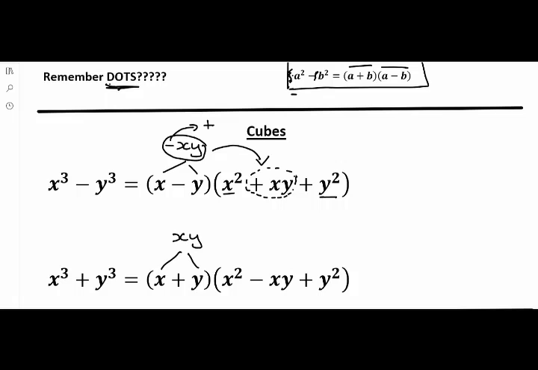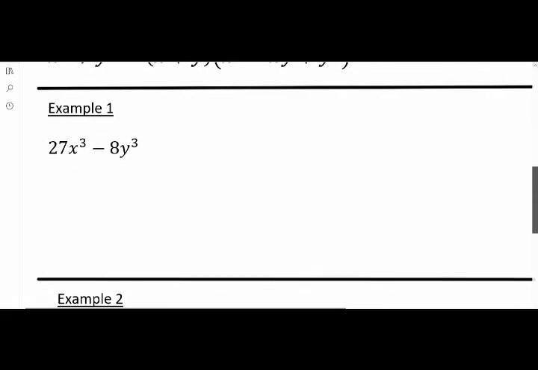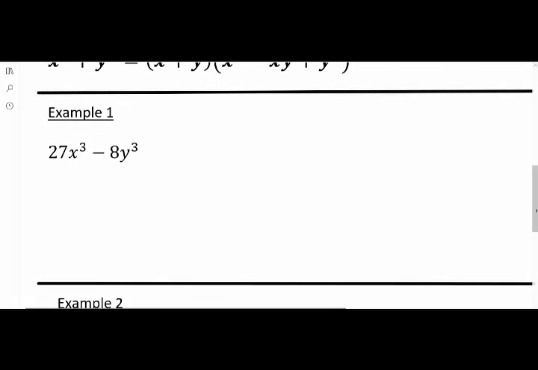Remember, if there's no symbol, we assume that it's positive in maths. And when I translocate it to this position, I invert this operation. So plus becomes negative, negative becomes plus. That is the only difference with the sum and difference of two cubes. Okay, let's jump straight into an example, and maybe it will become extremely clear.